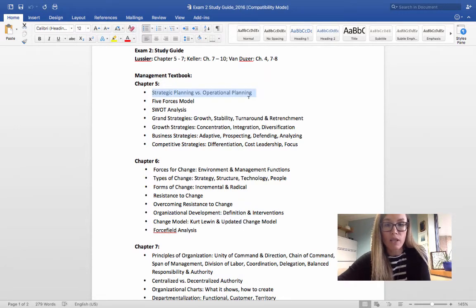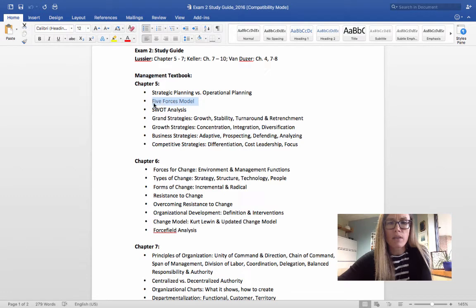So first of all, if we look at strategic planning versus operational, definitely know the difference between the two. Think strategic, more than a year; operational, less than a year. Strategic, top managers; operational, middle to frontline managers. And also know the types of things that happen in operational planning, like budgets or policies and procedures.